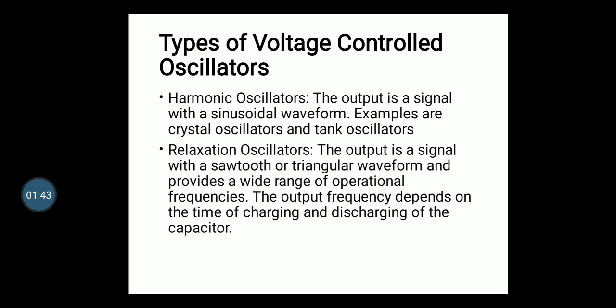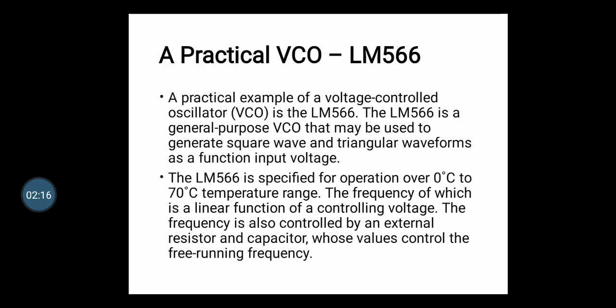Types of voltage controlled oscillator. It has two types. One is the harmonic oscillator and the other one is the relaxation oscillator. In the harmonic oscillator, the output is a signal with a sinusoidal waveform. Examples are crystal oscillators and tank oscillators. Relaxation oscillators: the output is a signal with a sawtooth or triangular waveform and provides a wide range of operational frequencies. The output frequency depends on the timing of charging and discharging of the capacitor.